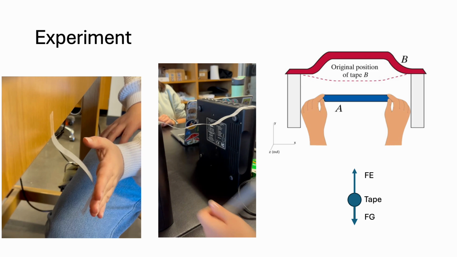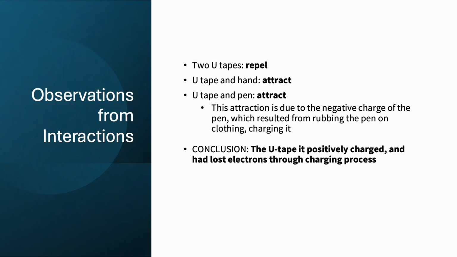What we observed from the interactions between the tapes was that the two U-tapes repelled each other. The U-tape and the hand were attracted to each other, and the U-tape and the pen were attracted to each other. And this attraction is due to the negative charge of the pen, which results from rubbing the pen on clothing, which would give it the negative charge. And so our conclusion was that the U-tape is positively charged and has lost electrons through this charging process.